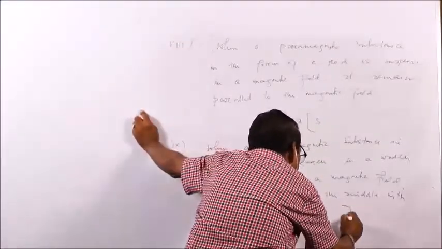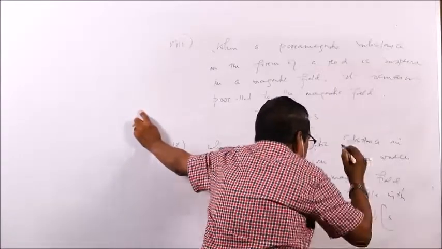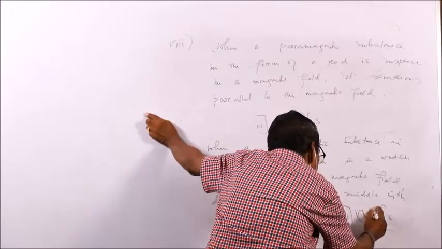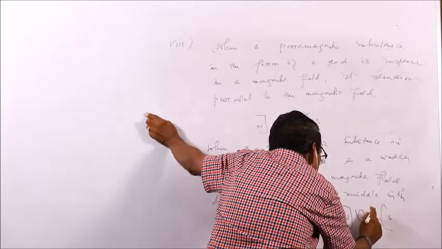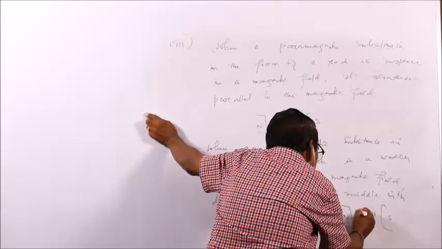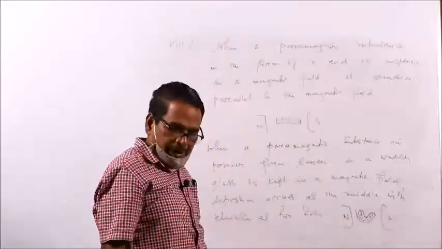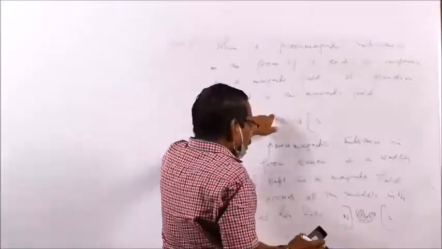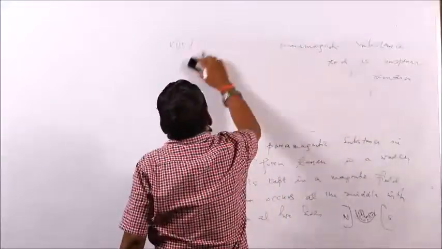The diagram will be like this: North Pole, South Pole. We'll take a watch glass, paramagnetic substance. Depression at the middle with elevation at two sides, because it gets attracted by a magnetic field. So this is solid form, this is in powder form. Next will be liquid form.